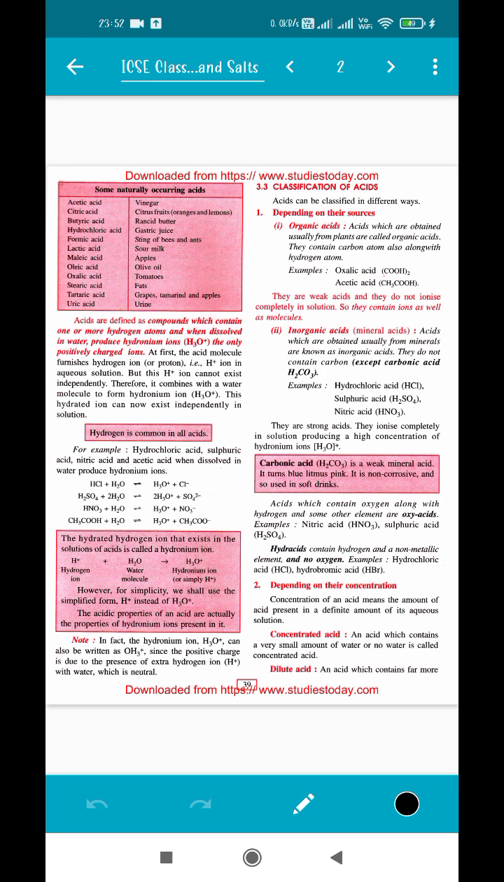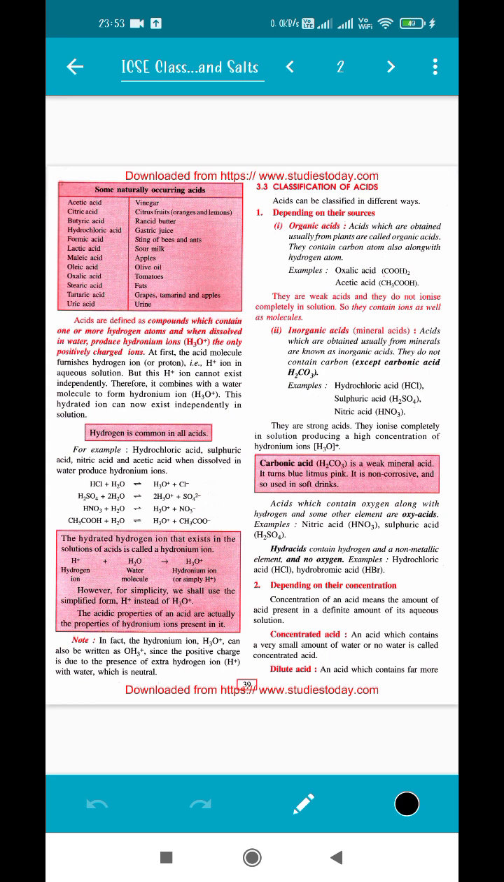So there are many naturally occurring acids. I told you two examples initially: one was lime or lemon, and the other was vinegar, which we generally use in our day-to-day lives. Along with that, there are many other such examples. Let us see. Acetic acid is present in vinegar. Citric acid is present in citrus fruits such as oranges and lemons. Butyric acid is present in rancid butter. Rancid butter means butter which can no longer be eaten, which is no longer edible. It has got spoiled. Hydrochloric acid is present in the gastric juice in our stomach, which helps in digestion.